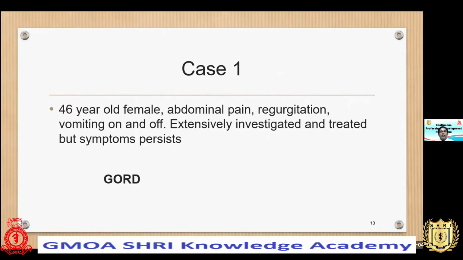I'll tell you. These are some of the cases that I have come across. A 46-year-old female came with abdominal pain, regurgitation, vomiting on and off, and she was extensively investigated and treated, but symptoms persisted. So the whole healthcare system was going after gastroesophageal reflux disease, GORD, but later on we found that she had depression, and we treated with a simple SSRI for 2-3 weeks, and she improved a lot, and then we continued it for 6 to 8 months. That's it. So depression can present like GORD.